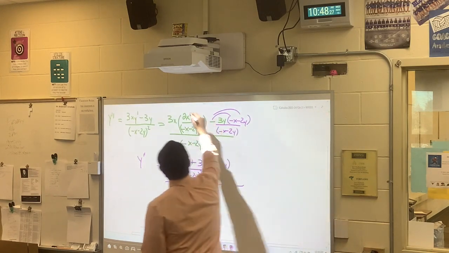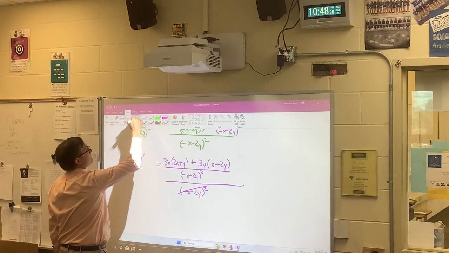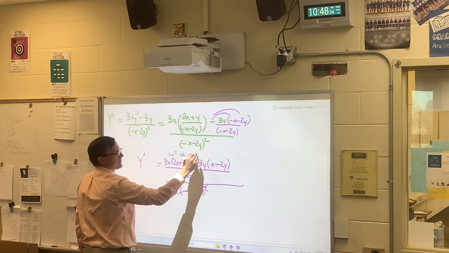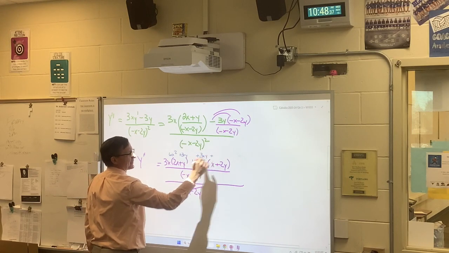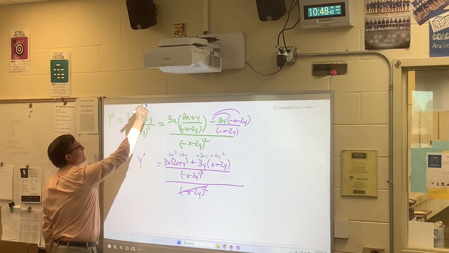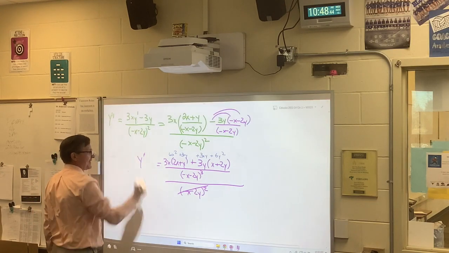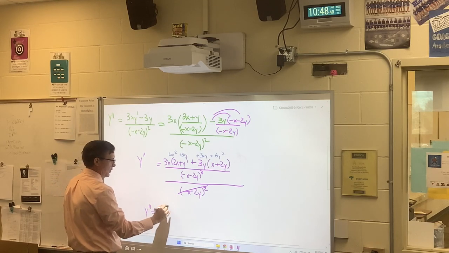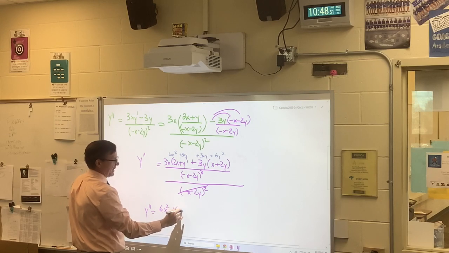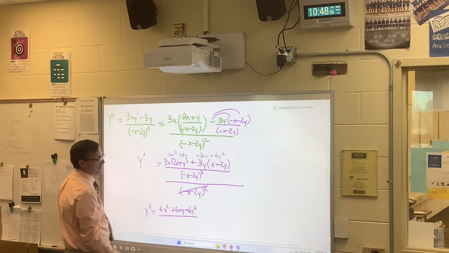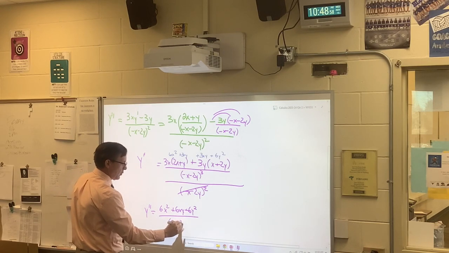All right, so everybody, I'm going to take a different color, a light color. So I think this is 6x squared plus 3xy plus 3xy plus 6y squared. So my final answer for this problem, and is this a ton of work? It is so much work. Is 6x squared plus 6xy plus 6y squared all over negative x minus 2y quantity cubed.